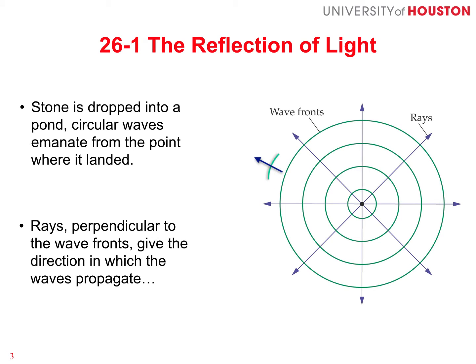We can see in this example that the circular waves have wave fronts, and the direction of the wave fronts is denoted by the rays, which tell us exactly in which direction the waves will propagate. We can also make the same analogy with light itself.